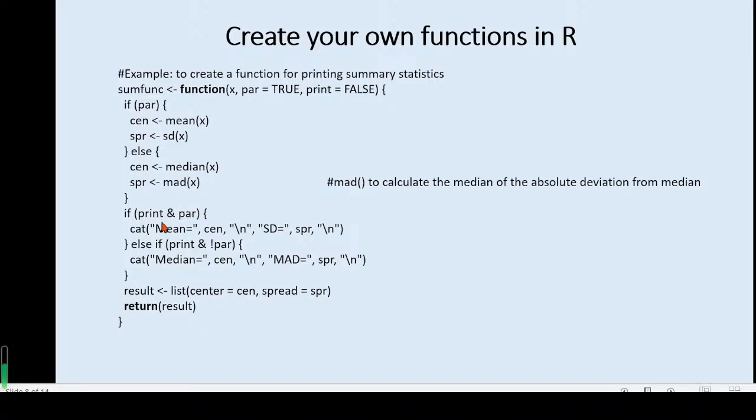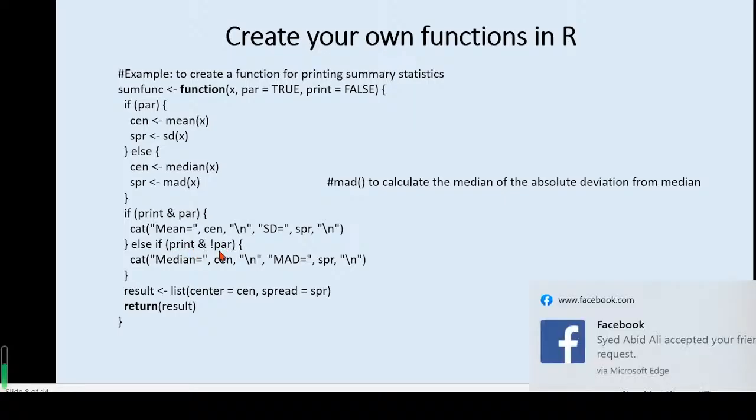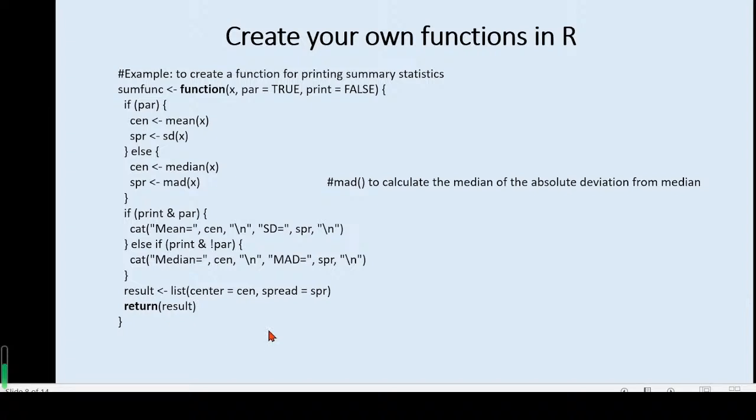Then next is another if else block. So if print and par, so if both are true, then we will cat something to print on the screen. We'll cat mean is the value, mean is mean, and SD is SPR. So we'll print out the mean and the standard deviation in the printing window. Else if, if this is not met, but this is met. So if print is true and par is not true, then we will cat the median and the MAD value on the screen.